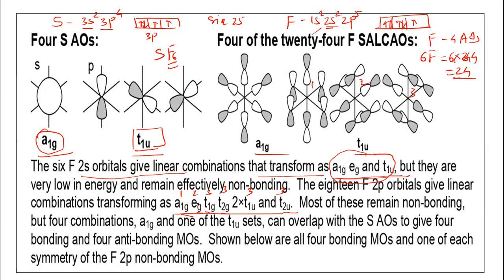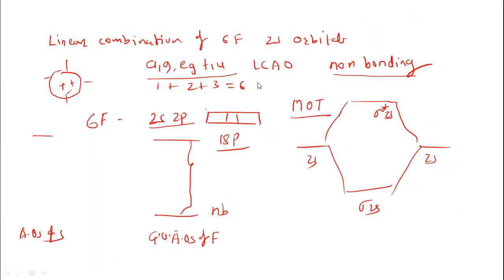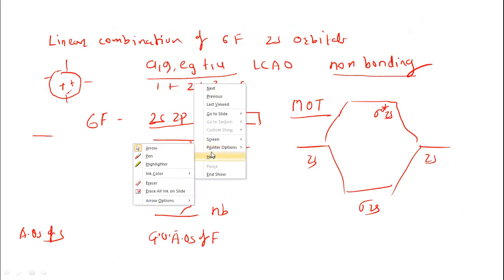The symmetry classes of the 18 orbitals will be A1G, EG, T1G, T2G, 2T1U and T2U. Out of these 18 orbitals, you can see that one T1U orbital and one A1G orbital are involved in the bonding. It means fluorine has plenty of orbitals. Let us write here on this slide which orbitals are available. One minute, we have to write all the orbitals here.